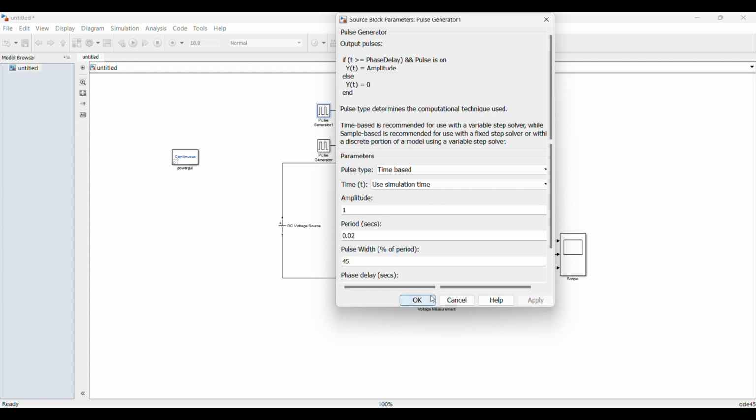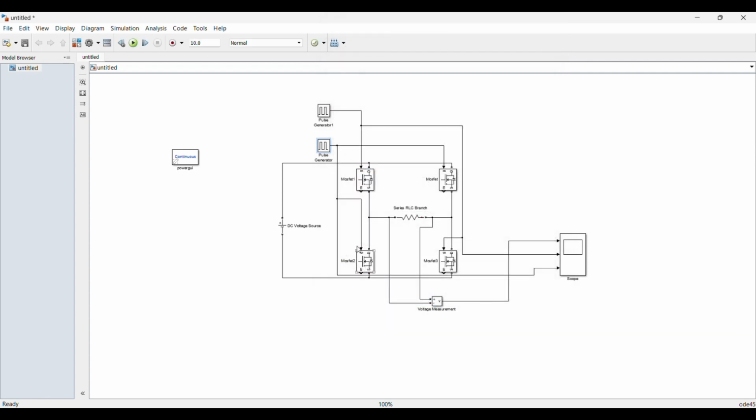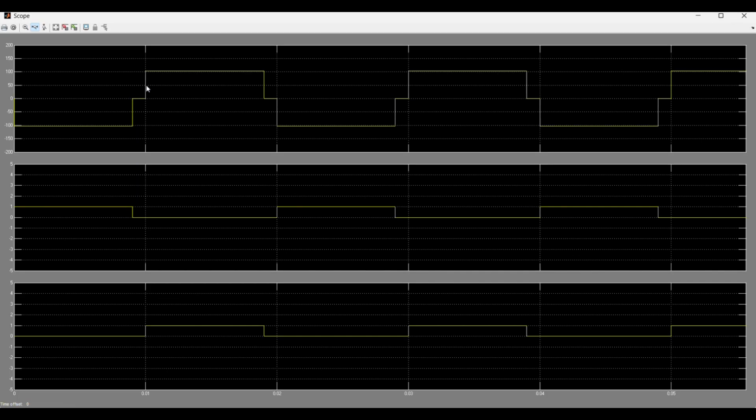Apply 45. This is for 5% dead time. And we can see a dead time is introduced. There is a small brief period of time where the output voltage is 0. This is called the dead time, and this is the actual waveform we need. This is the actual output voltage we need.